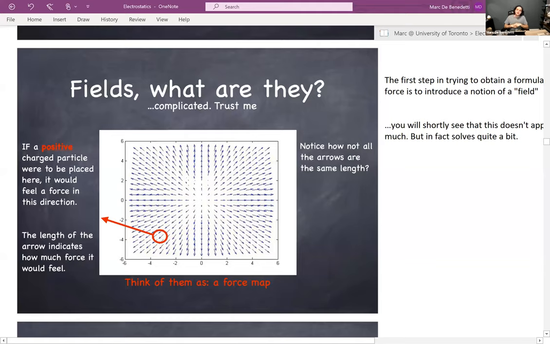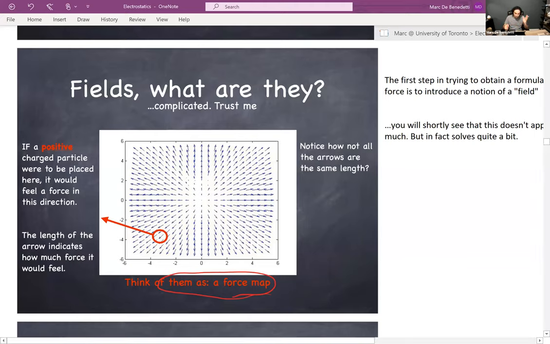So what is a field? Not necessarily an electric field, any field. Could be a gravitational field, could be an electric field, could be a magnetic field. Just what is a field? In general, a field you can think of as a force map. So we use road maps, well, who uses road maps now? Everyone uses Google Maps on their phone, but generally road maps are used by humans to figure out, given where I am, where do I need to go?